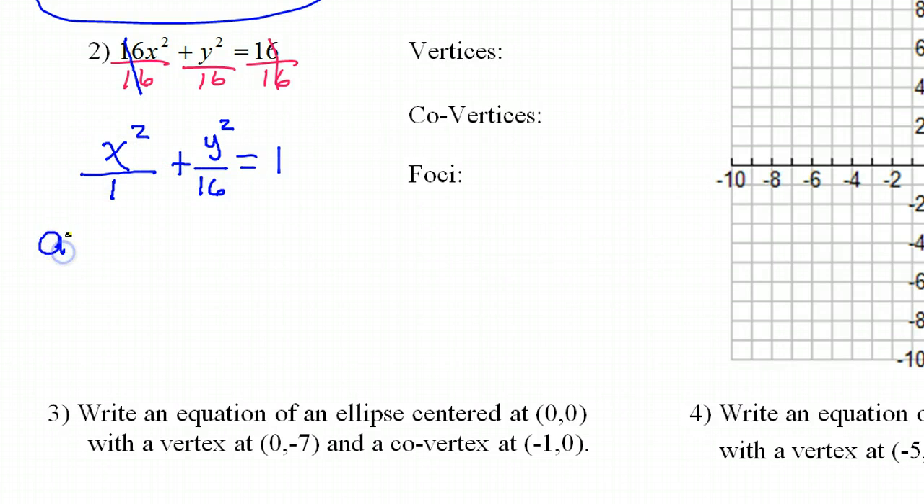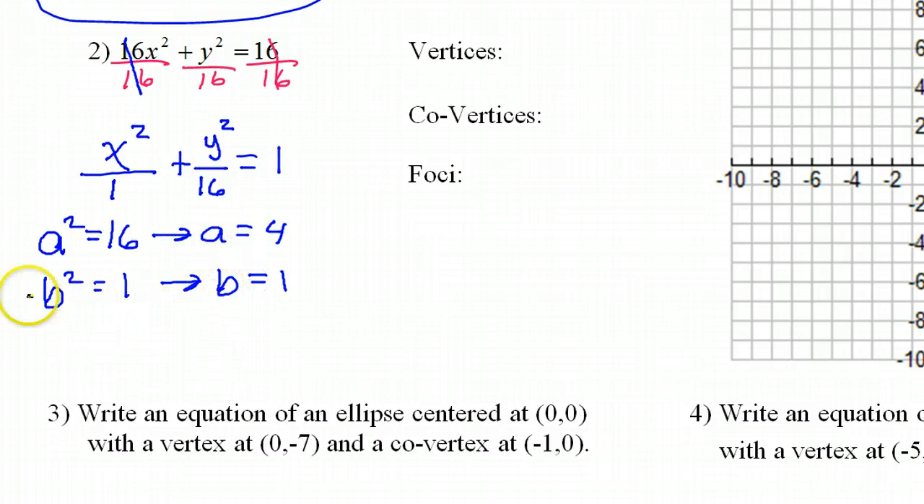So that tells me that a squared is 16. So you know that one of these is a squared, one of these is b squared. For ellipses, the a is always the bigger one. So 16 is my a squared, which means that a is 4, square root. And then b squared is 1, which tells me that b itself is also 1. The square root of 1 is still 1. So I still need to find c though.